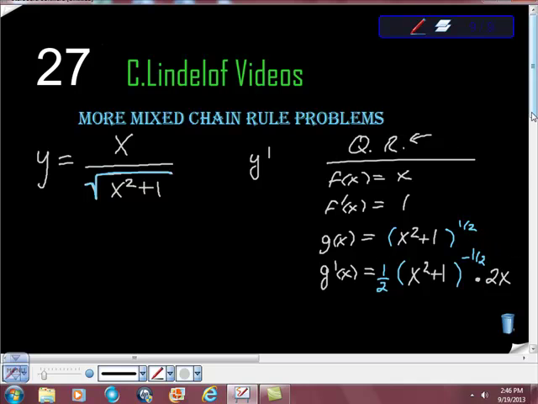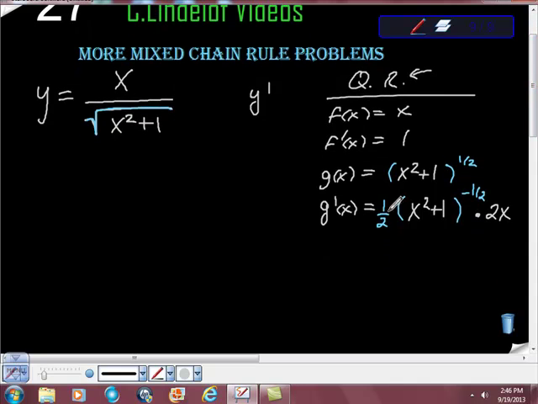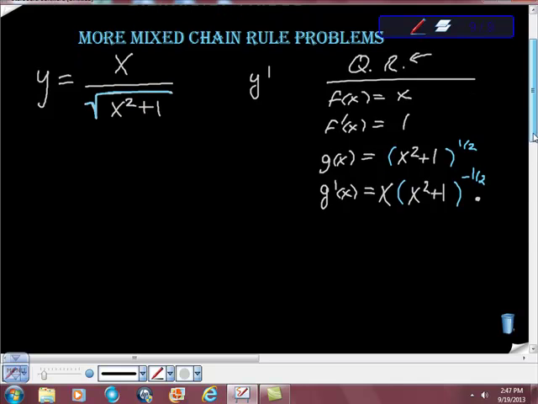I am going to simplify this out a little bit. I'm going to start cleaning this up. I'm going to do 1/2 times 2x, and 1/2 times 2 is 1, and 1 times x is x. So if you don't mind, I'm going to just move this x to the front. Hope that makes perfect sense to you. So there's that. And now I'm going to start building my quotient rule.